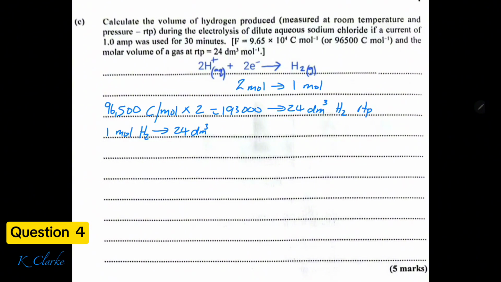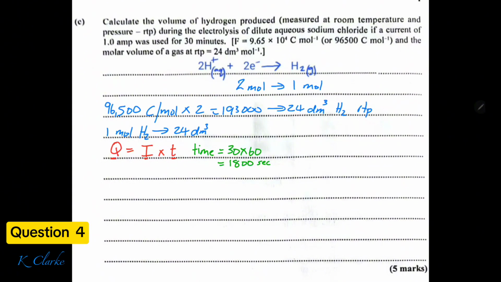At this time, we are going to calculate the quantity of electricity for 30 minutes. Now here's the formula. Q equals I multiplied by T, where Q is the quantity of electricity in coulombs, I is the current in amperes, and T is time in seconds. We must convert 30 minutes to seconds. So 30 multiplied by 60, because there are 60 seconds in 1 minute, and the answer is 1,800 seconds.